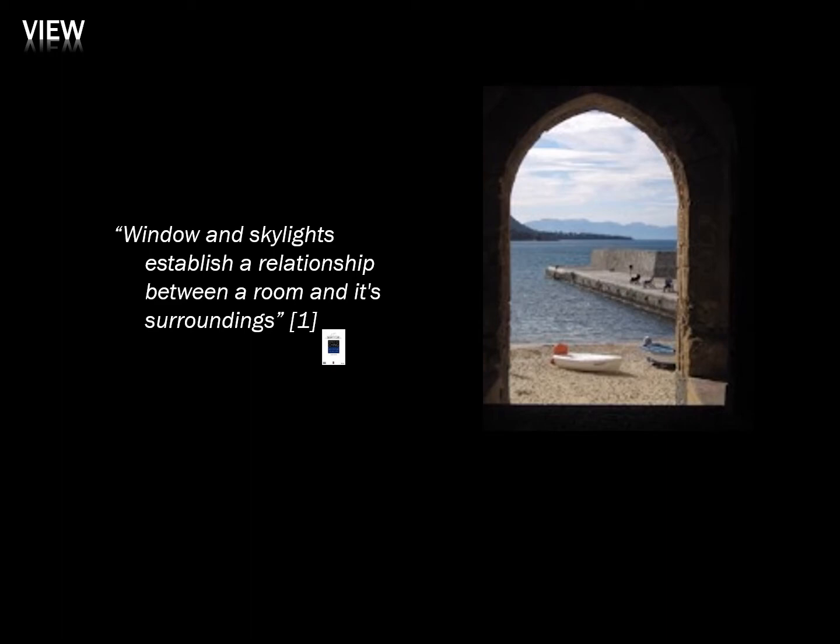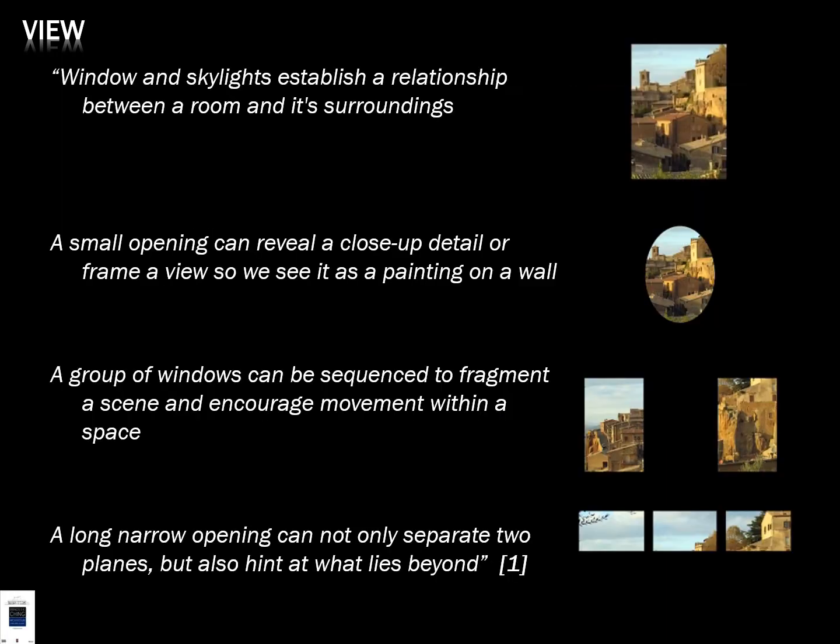So windows and skylights establish a relationship between a room and its surroundings. Now, your windows can establish a relationship with the outside and the surroundings. In the second picture here, if it's a small opening, it can be somewhat like a painting on the wall. And the next, you see two pictures, and it can invoke a feeling of movement across the two images, two openings. And then the bottom picture, a narrow opening can separate the two planes, but also hint at what lies beyond without actually seeing it.